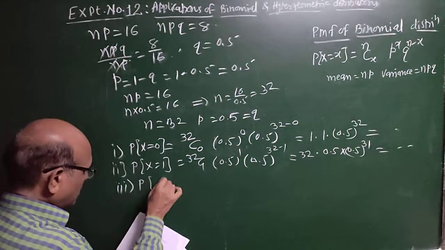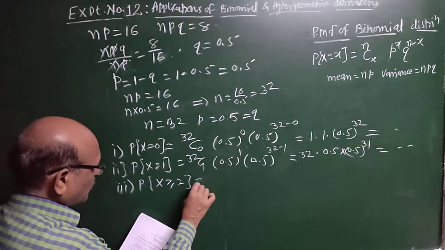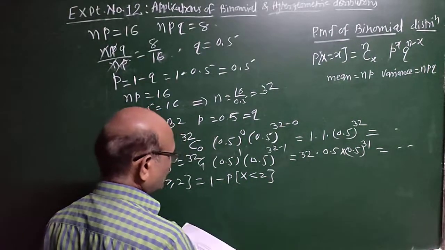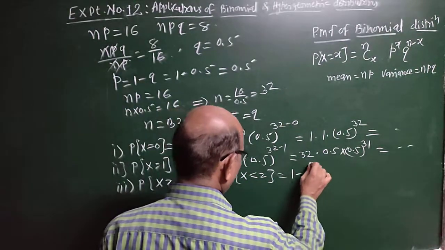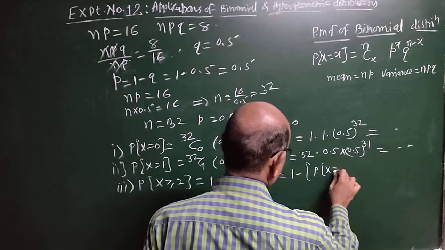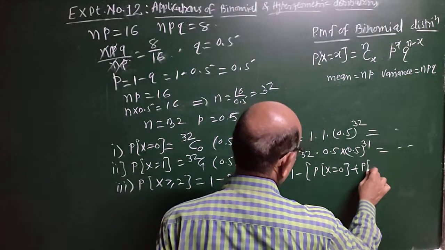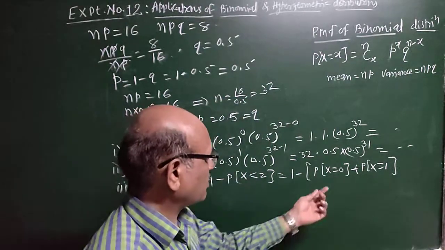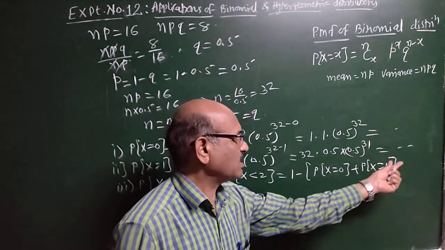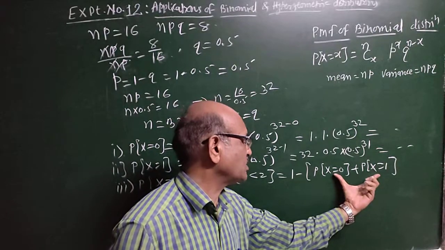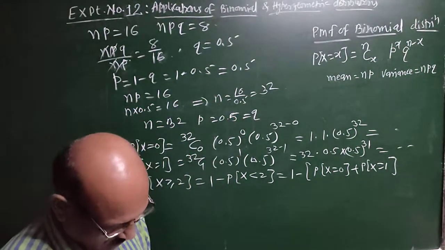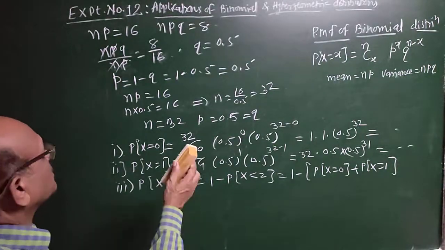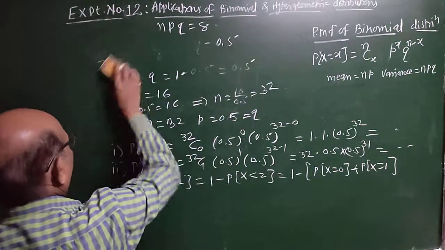Now the third part is probability x greater than or equal to 2. What does it mean? 1 minus probability x less than 2. So this is 1 minus probability x equal to 0 and probability x equal to 1. The 0 case we have already calculated, the 1 case is also calculated, add them and subtract from 1, that will give the answer to your problem. So these are the three parts in question number 1.